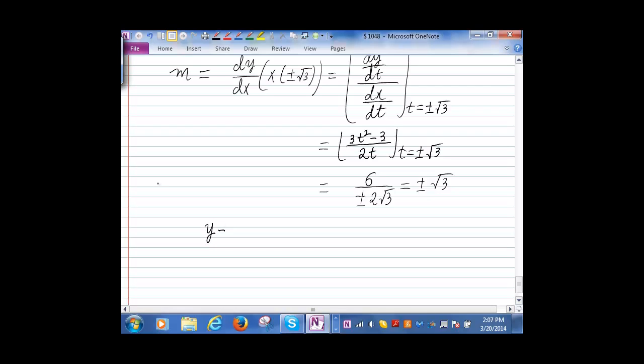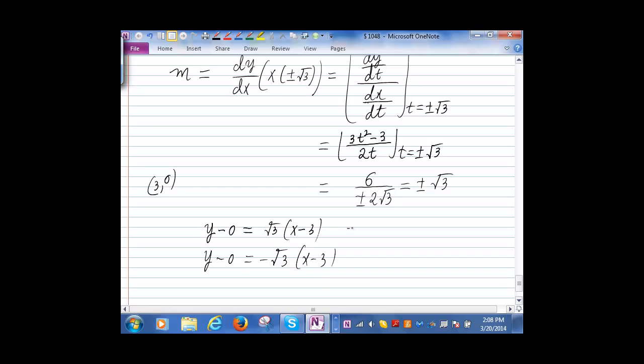The point, it goes through the point 3, 0, right? So it'll be y minus 0 is equal to the slope. Slope is positive root 3, let's say, and then x minus 3. That's one. That would be one of the tangents. The other tangent would be what? With a negative slope, x minus 3.